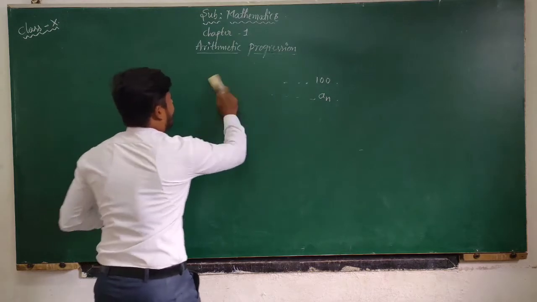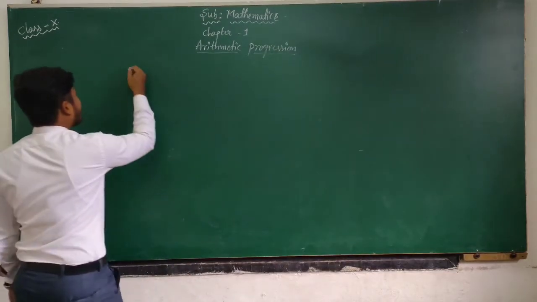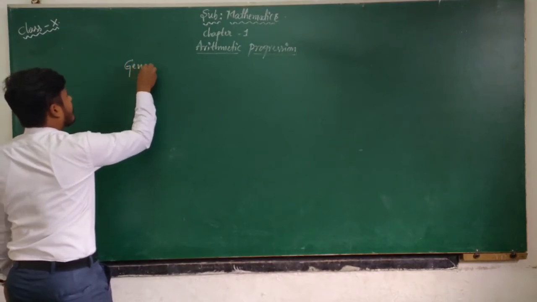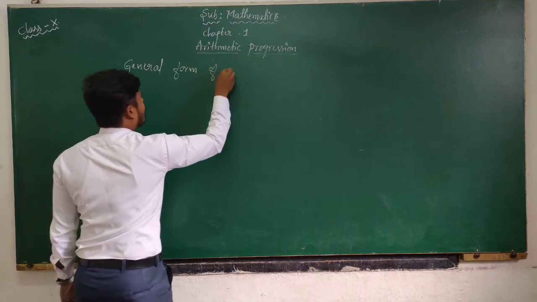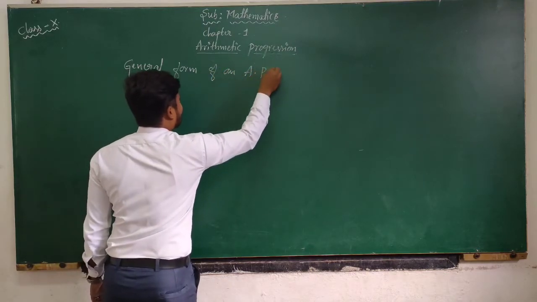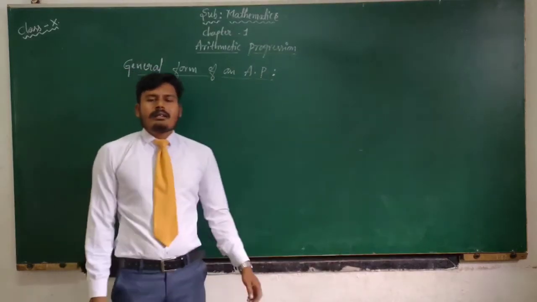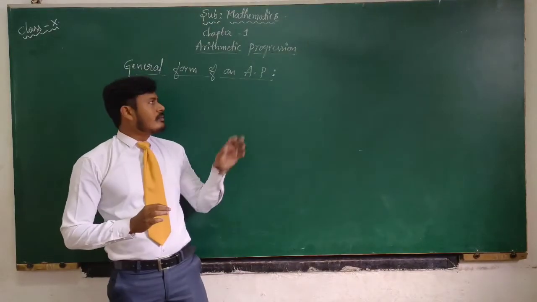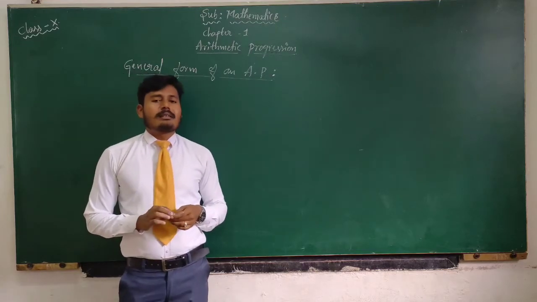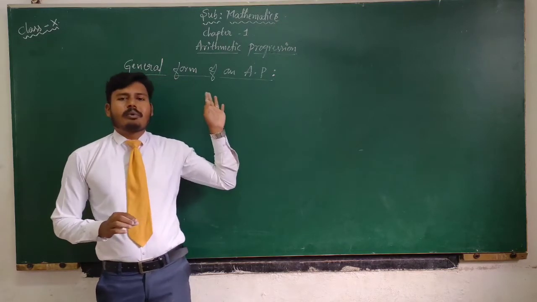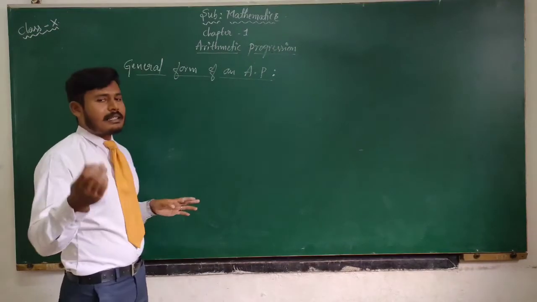Then coming to the general form of an AP. So the general form of an arithmetic progression is very important to solve some problems related to basic arithmetic progressions. So this is also very important for upcoming examples and problems, or exercise problems.